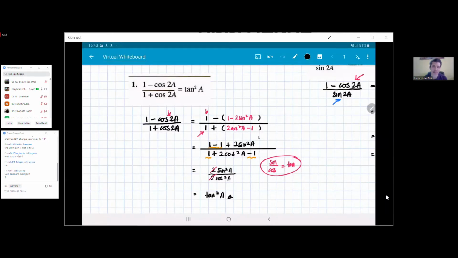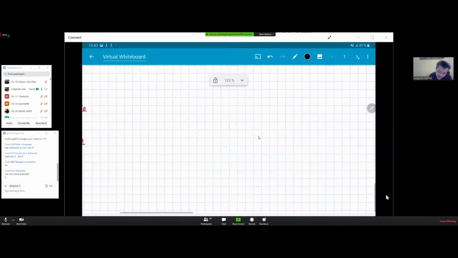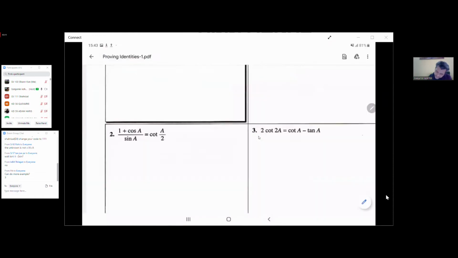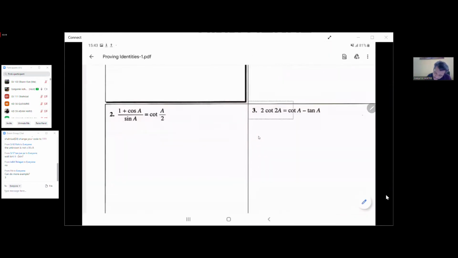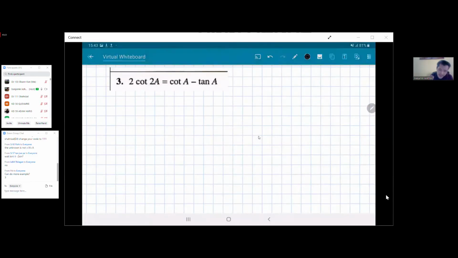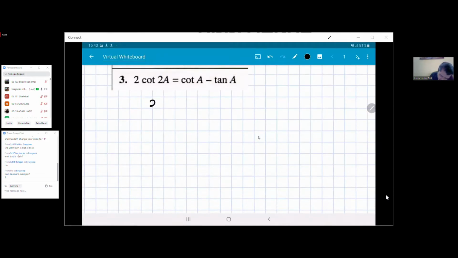All right, now I'm going to move on to number 3. Like I said, one of the most effective ways is to look at a question and see how it is being solved on the go. Question number 3. Once again, start from the left side. The question on the left is 2 cot 2A. The answer on the right is cot A minus tangent A. So what do I do?